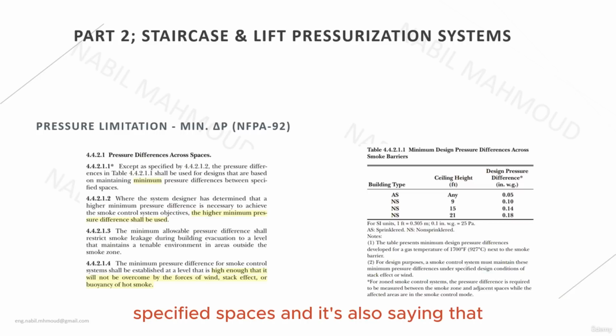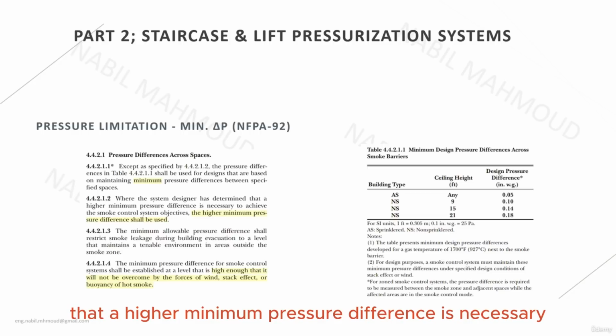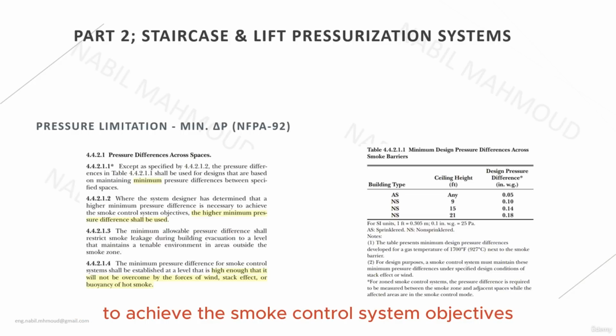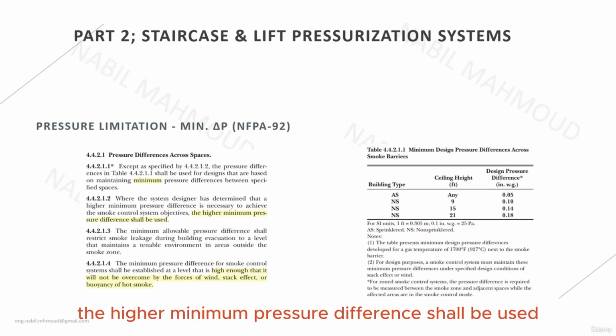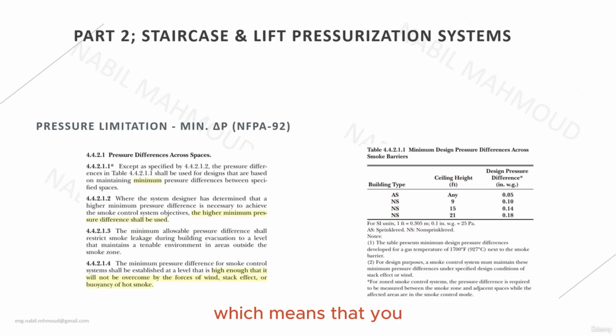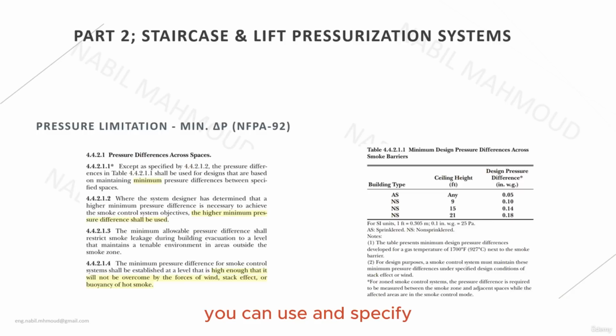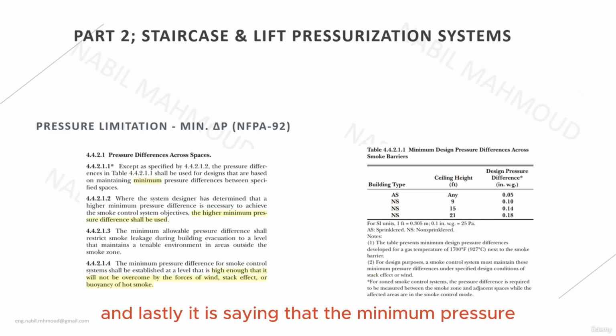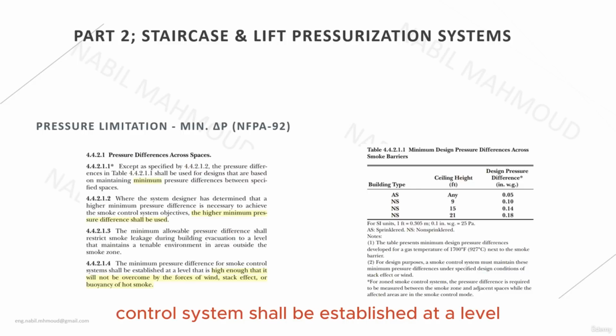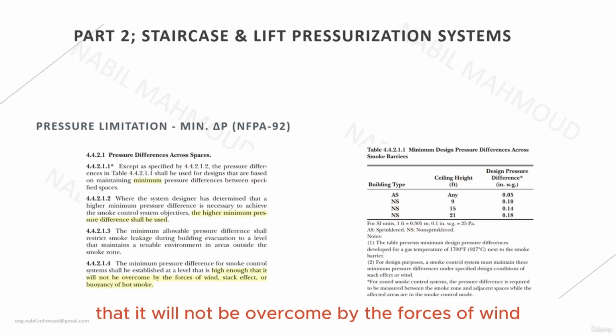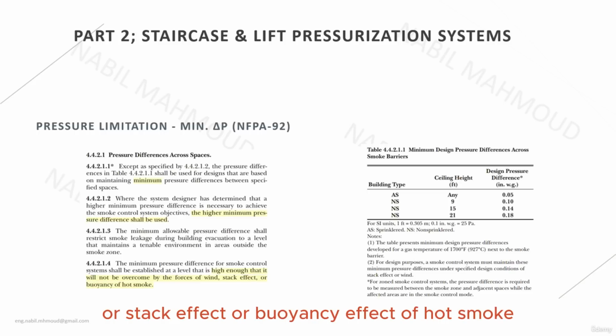And it's also saying that where the system designer has determined that a higher minimum pressure difference is necessary to achieve the smoke control system objectives, the higher minimum pressure difference shall be used, which means that you don't necessarily use the minimum pressure limit. You can use and specify a value that is higher than the minimum. And lastly, it is saying that the minimum pressure difference for the smoke control system shall be established at a level that is high enough that it will not be overcome by the forces of wind or stack effect or buoyancy effect of hot smoke.